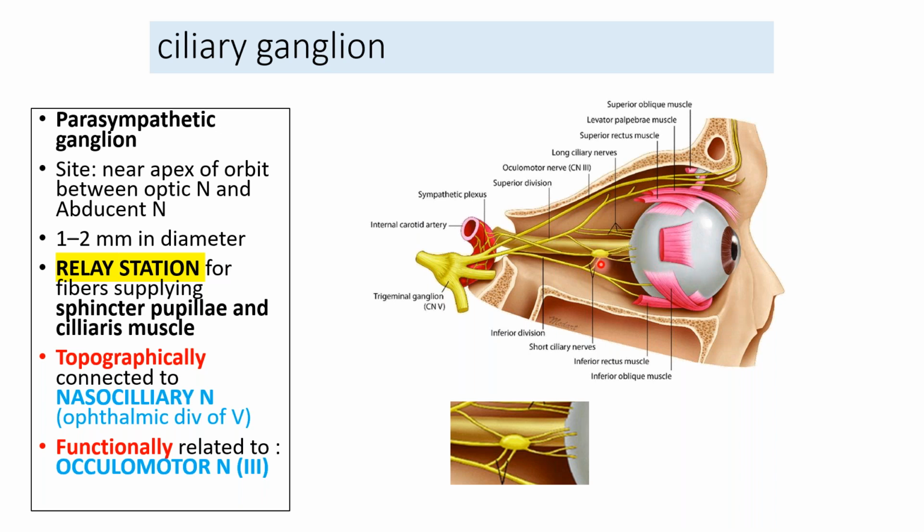Topographically, it is related to the nasociliary nerve, and functionally, it is related to the oculomotor nerve. This is the oculomotor nerve. Functionally, it is related to the oculomotor nerve, but topographically, it is in the vicinity of the nasociliary nerve.